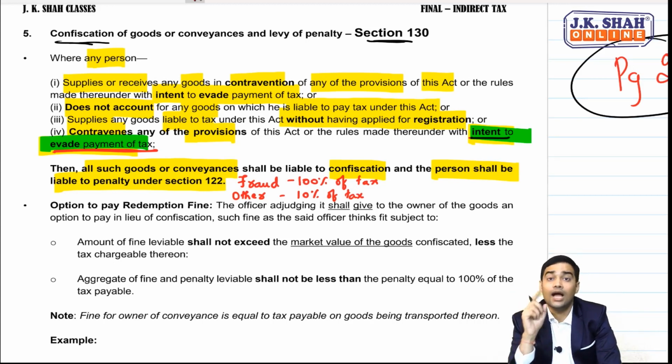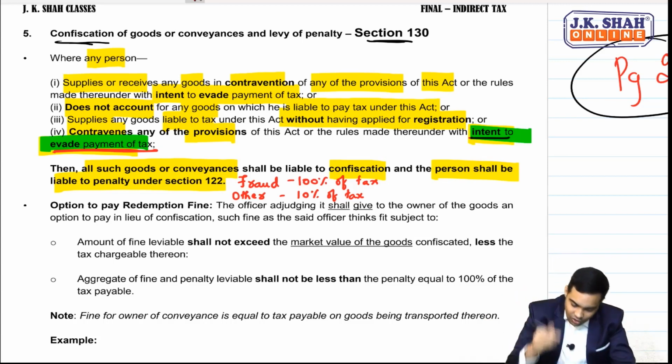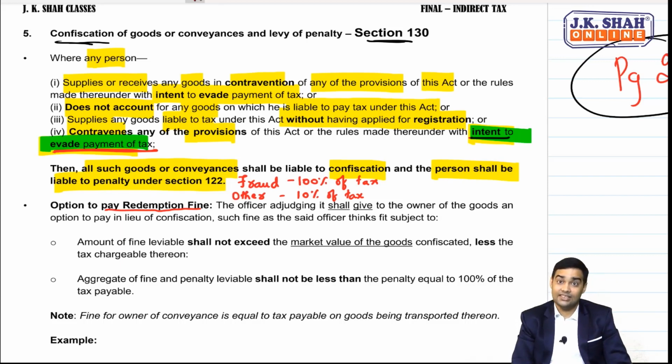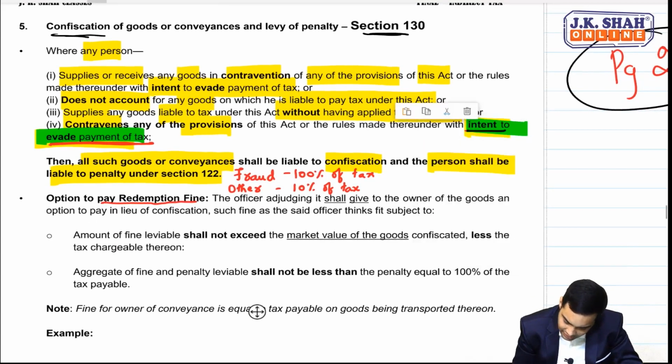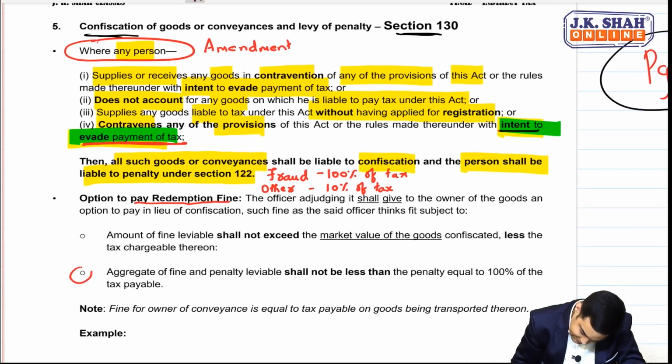That's the variation. Now, see, confiscation means government becomes the owner of the goods. Is it, sir? Yesterday it was my goods. Today government has become the owner. That is basically confiscation. Now, careful about one thing. Before confiscating, option to pay redemption fine is given. This is the same as earlier for maximum, but minimum has changed. The amendments are in two parts here. One, this is an amendment part. And second is this. These are the two areas where amendment has happened.